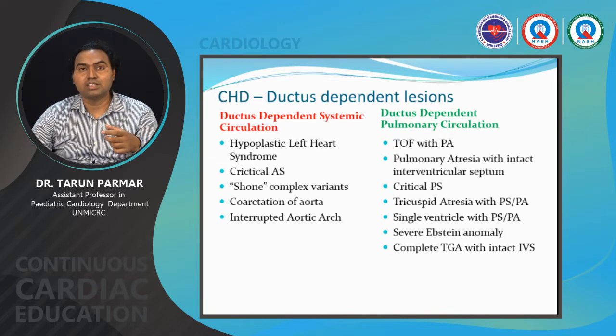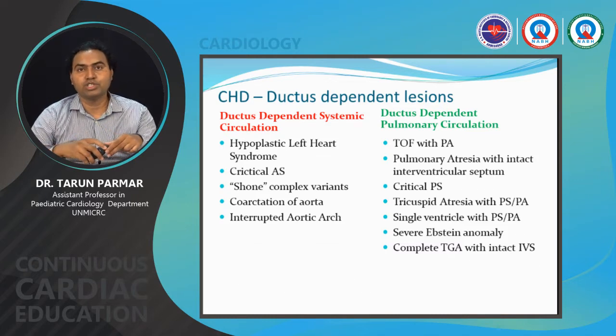So what are the ductus dependent lesions? The ductus dependent systemic circulation lesions are hypoplastic left heart syndrome, critical AS, Shone complex variants, coarctation of aorta, and interrupted aortic arch. These are the situations where the duct is required for the systemic circulation.